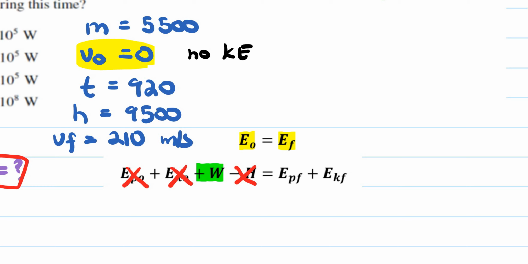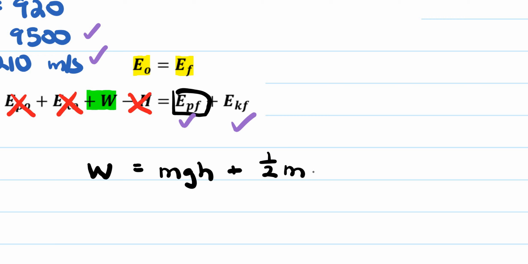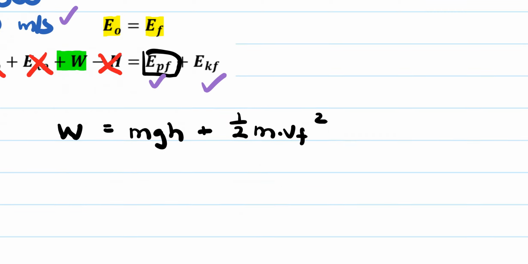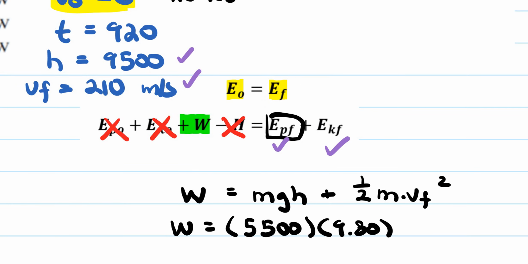Since this plane does elevate to a height of 9,500 meters and reaches a final speed there, we have our potential energy and our kinetic energy at the very end. So from the work energy theorem, work equals, on the right hand side, our potential energy, which is mgh, plus our kinetic energy, which is 1/2 times the mass times my final speed squared. Then we can plug in the numbers. The mass of this plane is 5,500. The acceleration due to gravity is 9.80. And the height that we reached was 9,500.